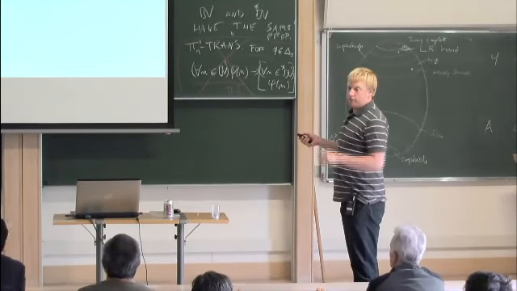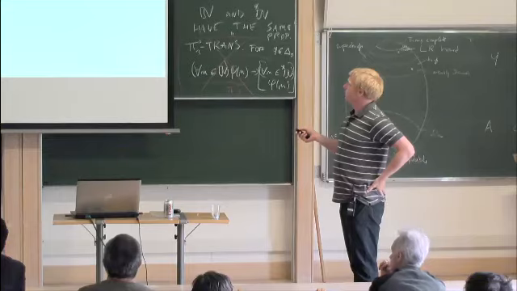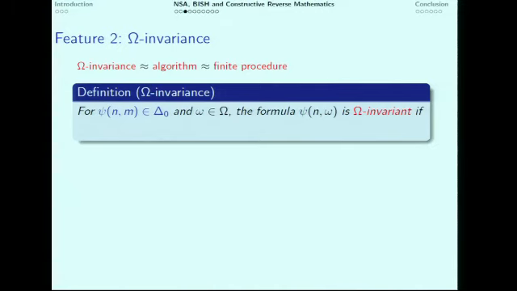Now, omega invariance, which is the non-standard version of algorithm or finite procedure. We take a Delta_0 formula, psi(n,m), very simple, and an infinite number. Then we call the formula psi(n,omega) omega-invariant if psi(n,omega) is equivalent to psi(n,omega') for any choice of infinite number and any choice of natural number.